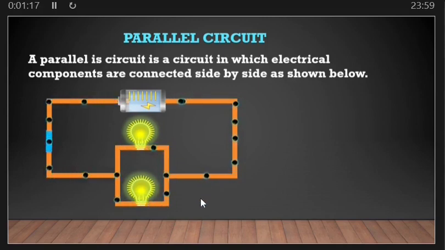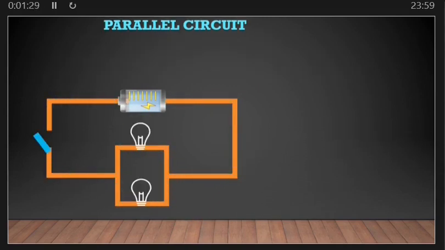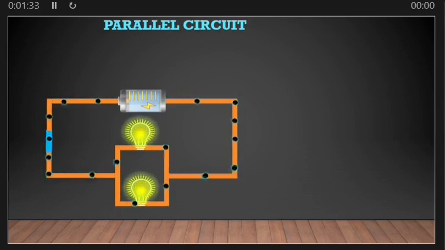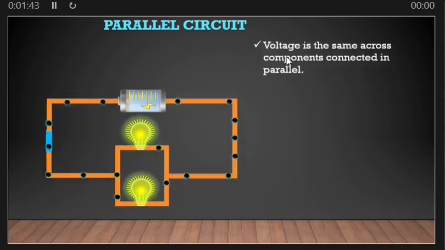So there are two concepts to learn from this type of circuit. For example, if we close again, you are able to see the electric lamps giving out light. The first concept is that voltage is the same across components connected in parallel. These cells and electric lamps are connected in parallel because they are connected side by side. So in such a circuit, voltage is the same across the components connected in parallel.